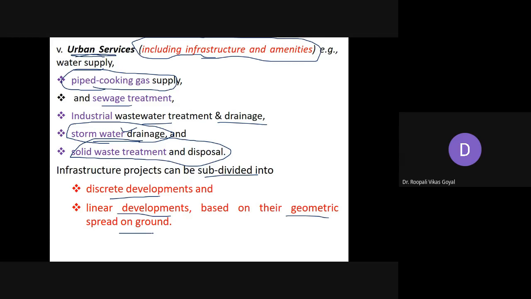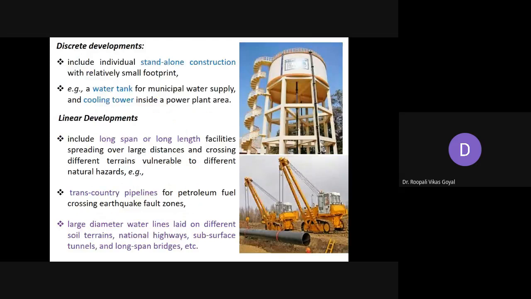Based on how much they spread on the ground, it is divided into two parts: first is discrete and second is linear. So here you can refer to this overhead tank. Most of you have seen that in most areas we have this overhead tank. That is basically the main distribution system from which the water comes, the pani tanki. Remember? So basically it's a discrete development.